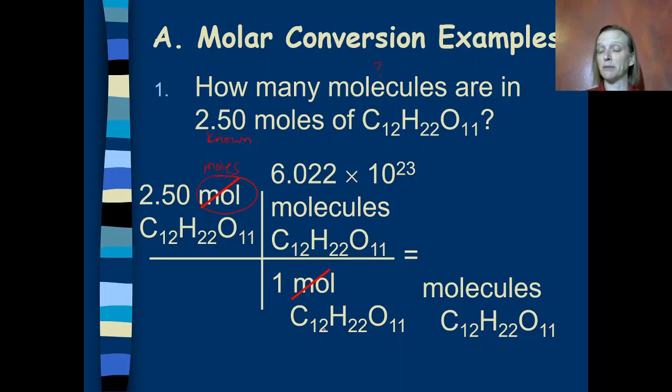Then I do my multiplication. I do the math. I'm going to do 2.5 times 6.022 times 10 to the 23rd divided by 1. And the answer we get is 1.51 times 10 to the 24th.